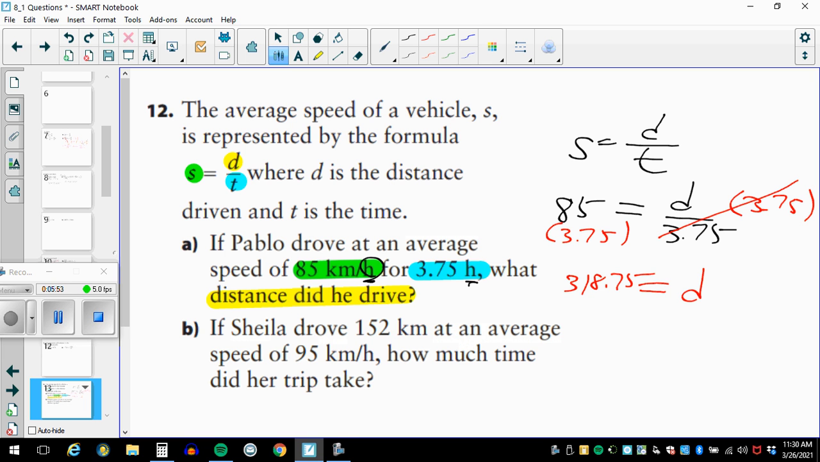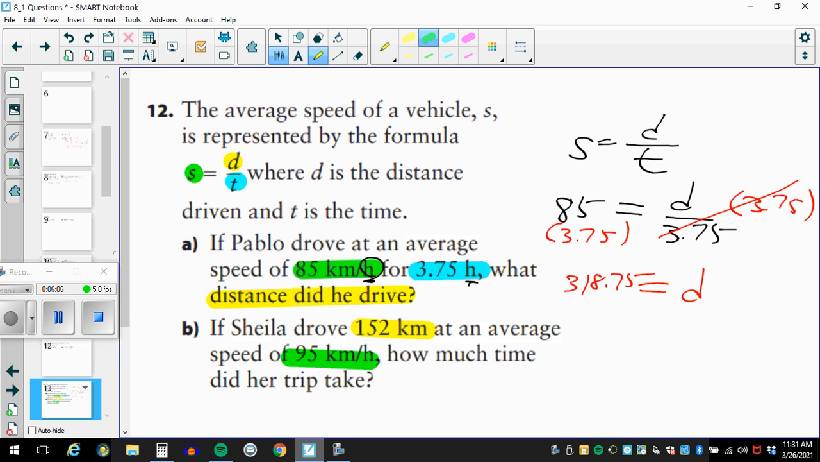Right. Question B, this time we have our distance. I'll use yellow for distance again. That's how far they went. And the speed, which is green, is 95 kilometers an hour. The one we do not know is how much time it took. So we don't know our blue. So again, write your formula. Speed equals distance over time.